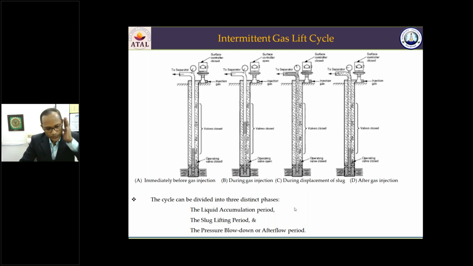So this cycle can be classified into three periods, three phases. One is the liquid accumulation period. Here the liquid is accumulating in the tubing. The liquid is allowed to collect in the tubing. Then the slug lifting period, where we are injecting the gas through the operating gas lift valve. It pushes the slug of the liquid to the surface. So this is slug lifting. And afterflow: when the slug reaches the flow line, this period is called the afterflow period.